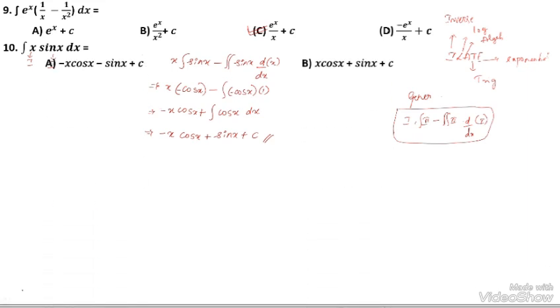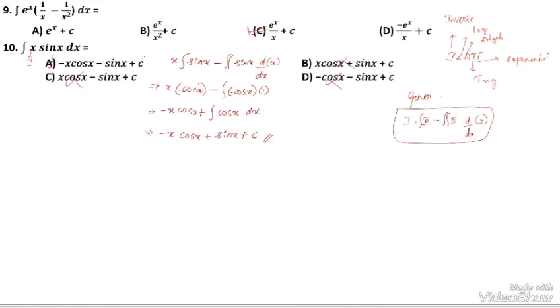Okay, let's observe the options here. We have the result minus x cos x plus sin x plus c. So I can observe the options here. Now minus x cos x minus, here there is a plus, so nothing. Here minus is not there. Here minus x, this is also not. Here only minus cos x. But all options are wrong.